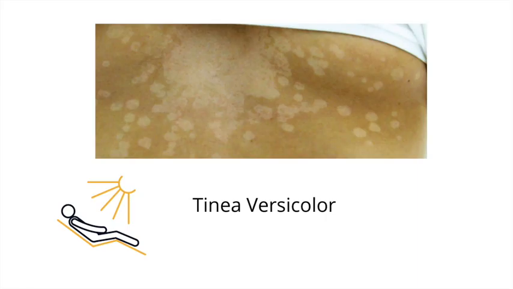If you look under microscopy of skin scrapings of patients with this disorder, you'll notice something called spaghetti and meatballs appearance. And in order to treat these patients, we use topical selenium sulfide, ketoconazole, or terbinafine. HIV also increases the risk of Tinea versicolor.